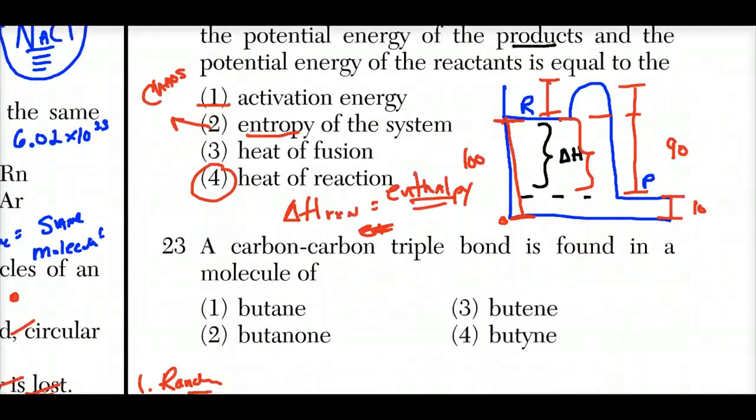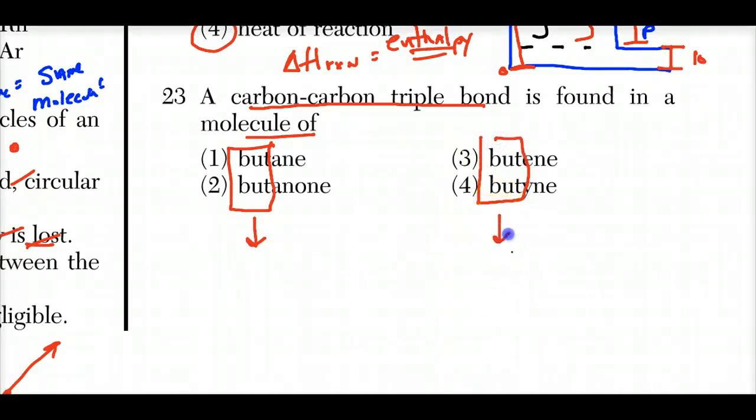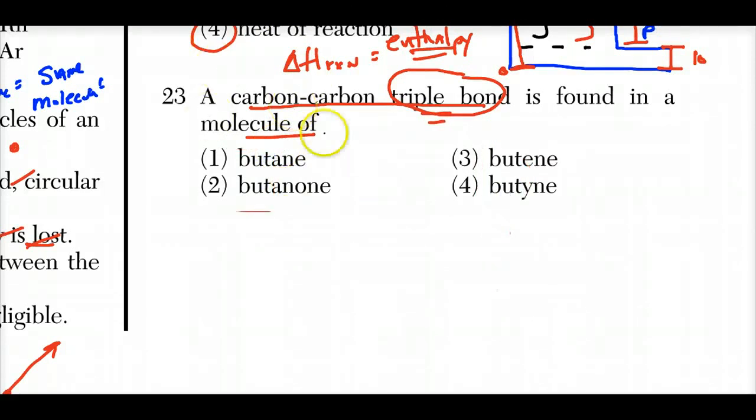Number 23. A carbon-carbon triple bond is found in a molecule of, well, the prefix is how many carbons. So all these buttes tell me that they're all 4 carbons, and I get that from table P, but that's not what I'm after. Which carbon chain has triple bonds between the carbons? So what I'm going to do is go to table Q, and it's going to tell me something about these ending names. All right, so let's go there.